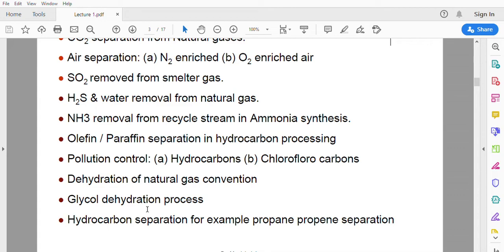And again, it is all a repeated application. Hydrocarbon separation you can use to separate propane and propene.